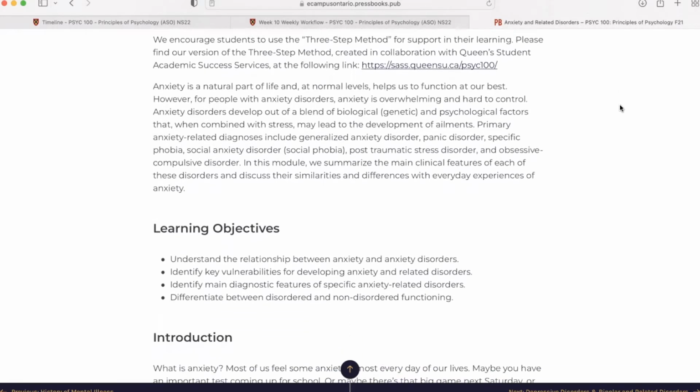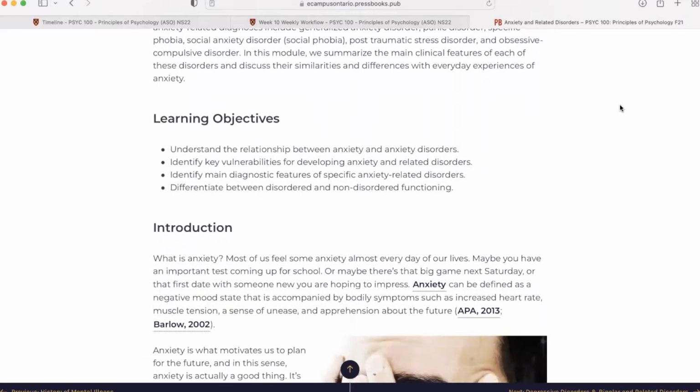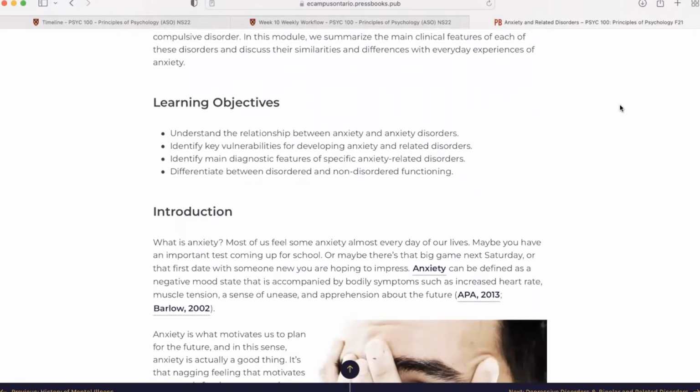The learning objectives to keep in the back of your mind as you go through this chapter are: understand the relationship between anxiety and anxiety disorders, identify key vulnerabilities for developing anxiety and related disorders, identify main diagnostic features of specific anxiety-related disorders, and differentiate between disordered and non-disordered functioning.